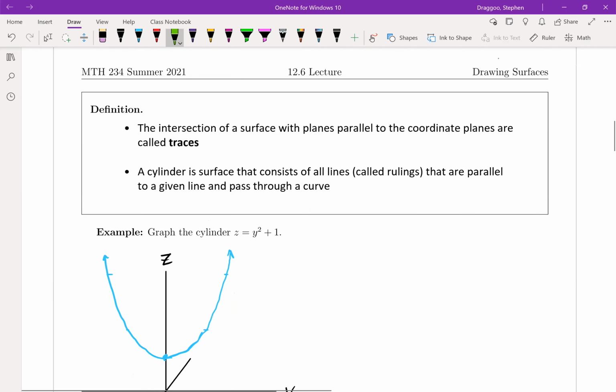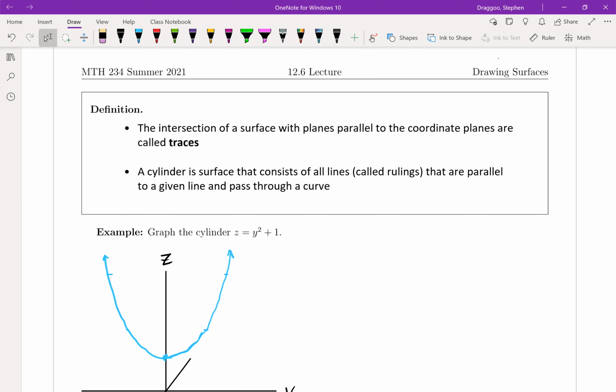So let's start with some definitions. We'll say that the intersection of a surface with planes parallel to the coordinate planes are called traces. That just means if we look at what would happen if we projected some three-dimensional shape back into, say, the XY plane or the XZ plane or the YZ plane, whichever one we want, we'll just call those things traces. Oftentimes they might also be called cross sections. But a cross section would let us take a trace in any direction, whereas traces must be specifically planes parallel to a coordinate plane.